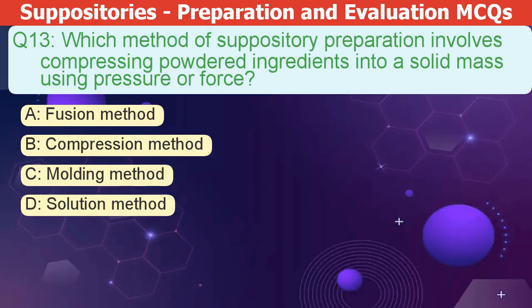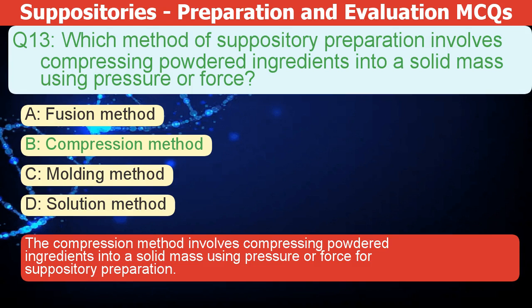Which method of suppository preparation involves compressing powdered ingredients into a solid mass using pressure or force? A. Fusion method. B. Compression method. C. Molding method. D. Solution method. The correct answer is B. The compression method involves compressing powdered ingredients into a solid mass using pressure or force for suppository preparation.